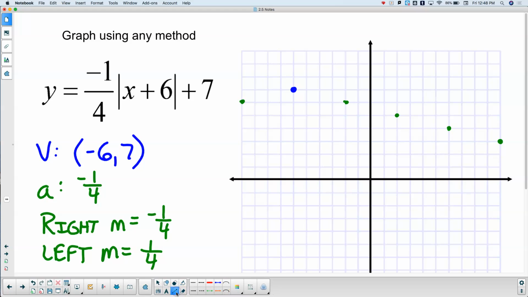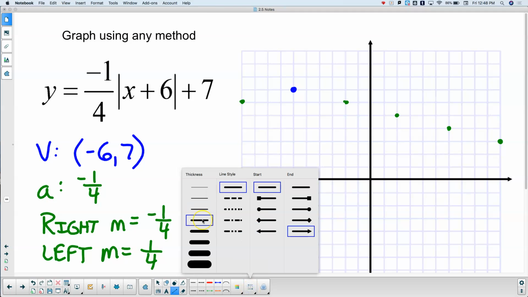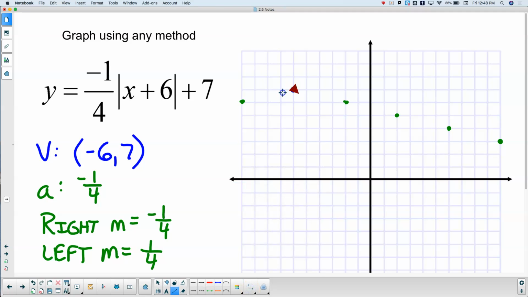That gives me enough information to graph it. And there you go. Yeah, buddy? Yeah, buddy.